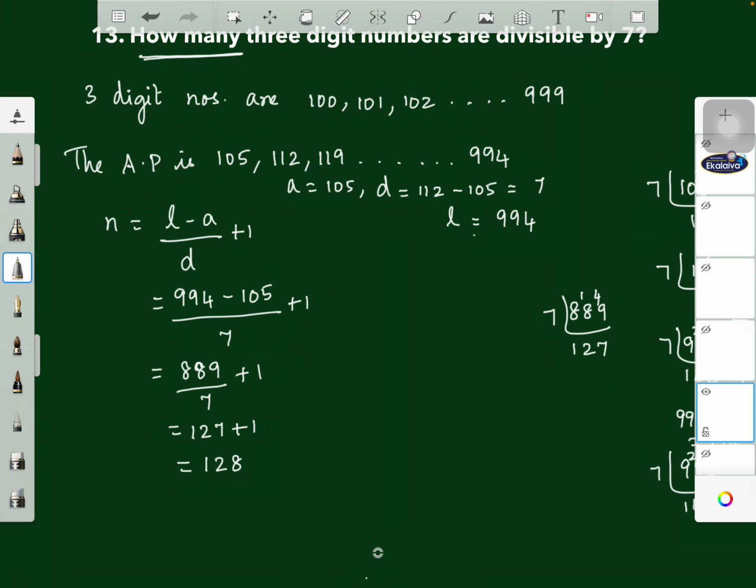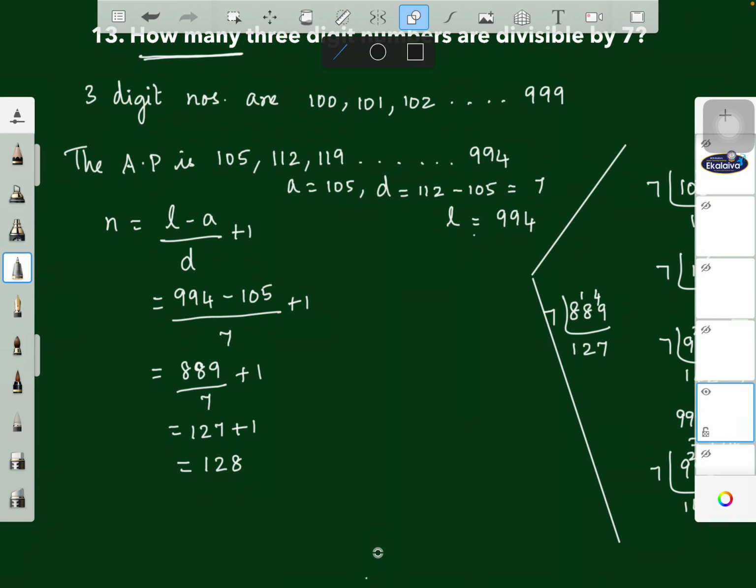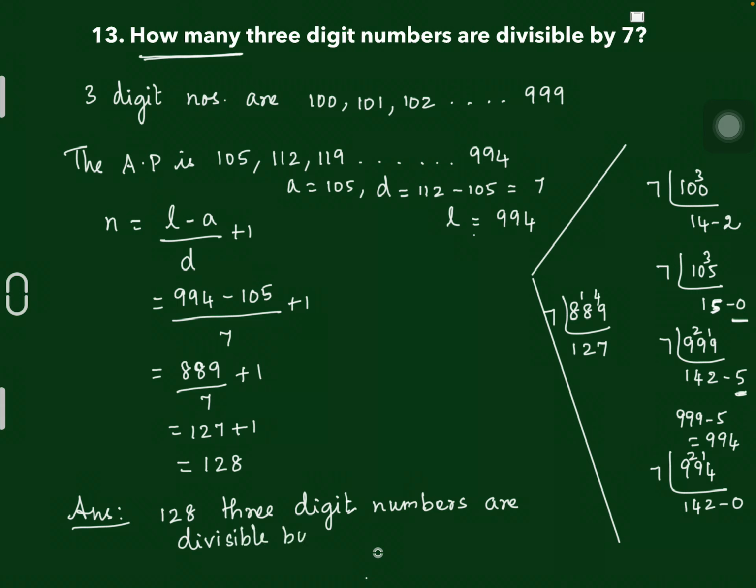Okay. So normally you do all this in a rough column, right. So now what is the answer? How many 3-digit numbers are divisible by 7? 128. 128 3-digit numbers are divisible by 7. Is it clear, children?